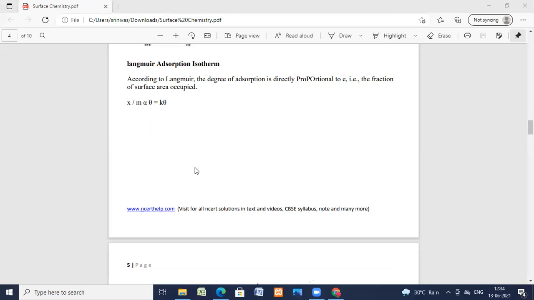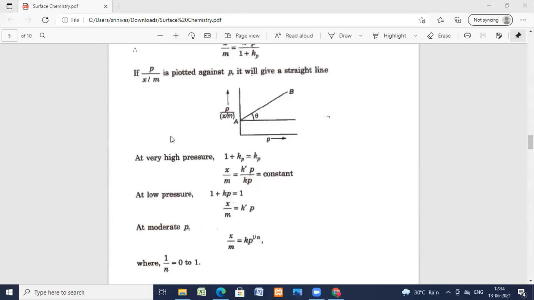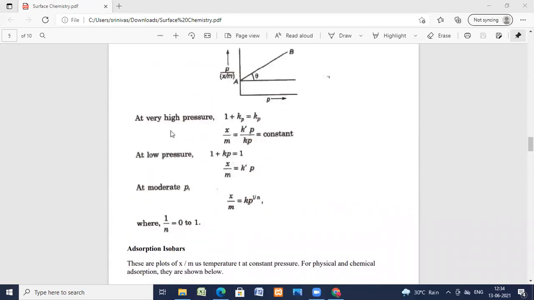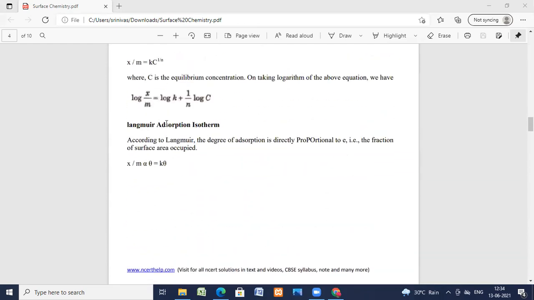The main points of the Langmuir theory of adsorption are summarized below, but the postulates are not given. I am going to explain the postulates also.